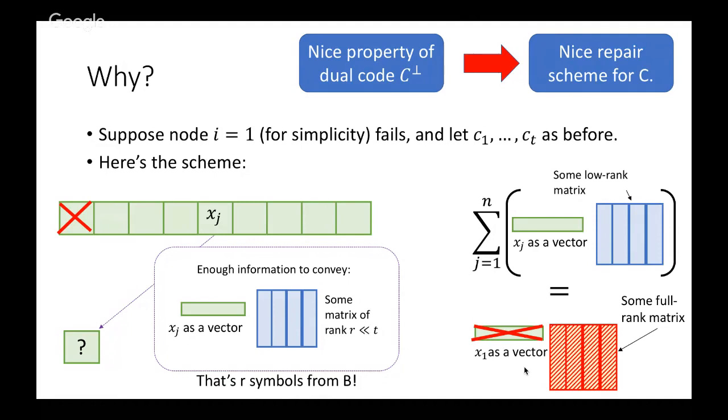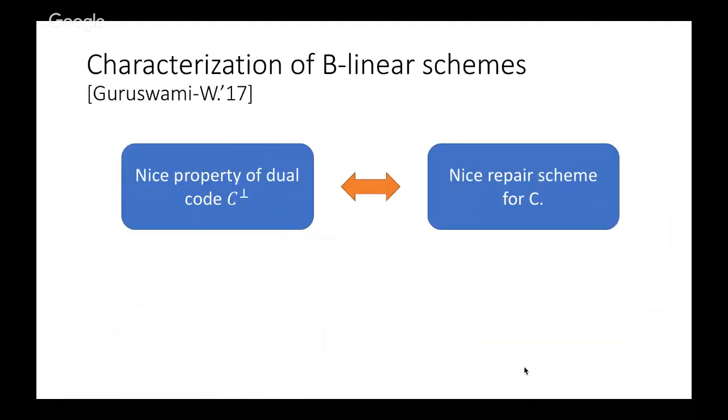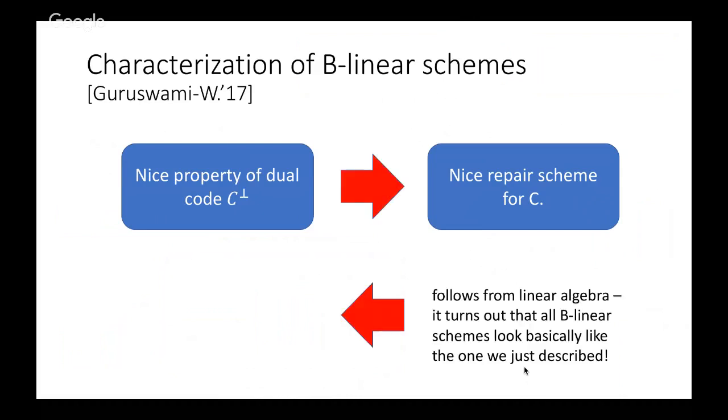Okay, great. So here's the pseudo conclusion: we have this nice property of dual codewords is equivalent to a nice repair scheme. So I just showed you this direction. The other direction basically follows from linear algebra.